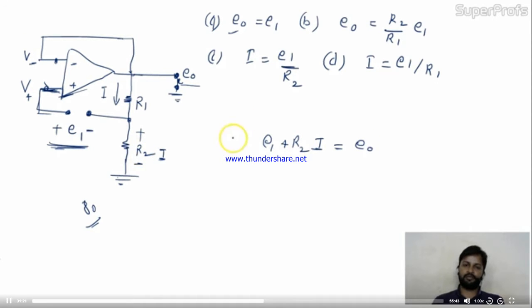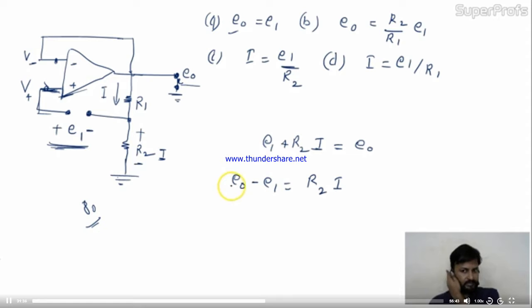Is it okay to you? Now E0 minus E1 equals R2I. Is this relation given over here? Wait a minute. So let's check over here. The relations are given in this way. So you need to find out whatever is given in the given format. So how will we convert this into the given format?